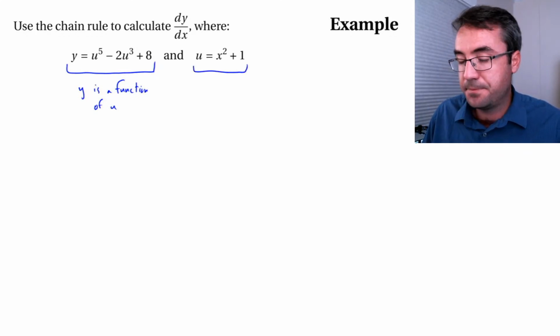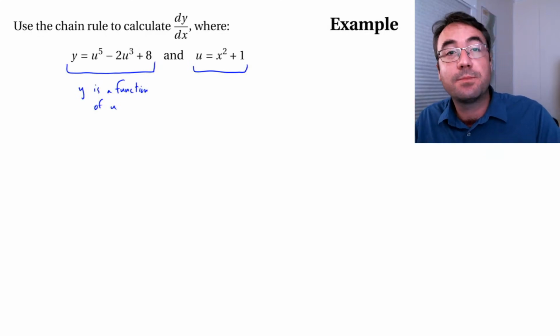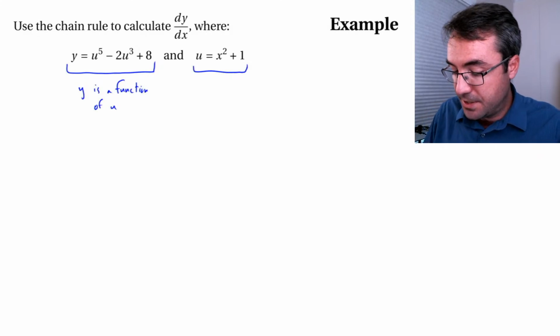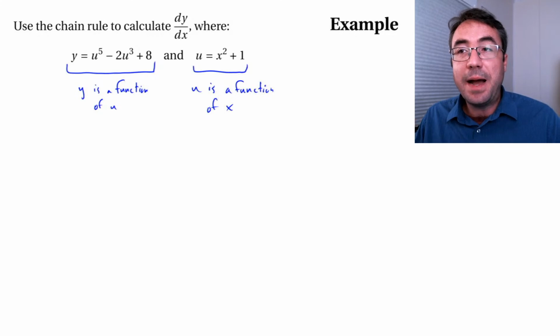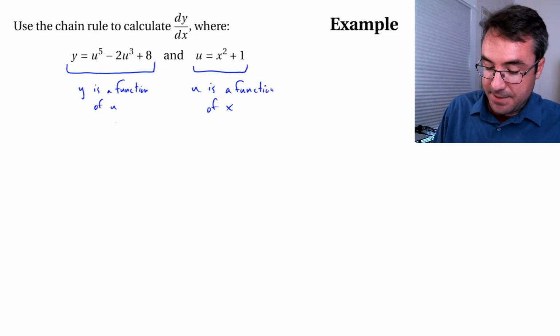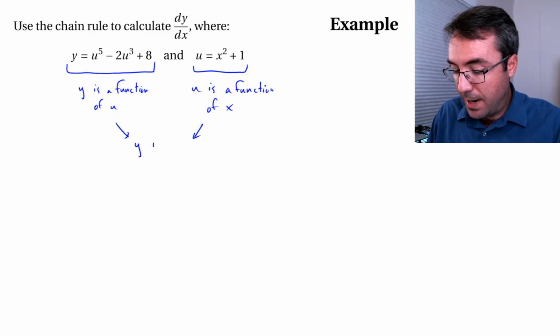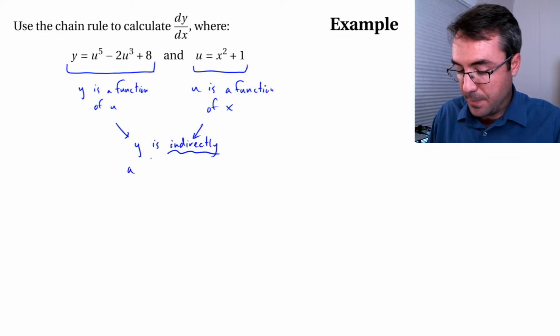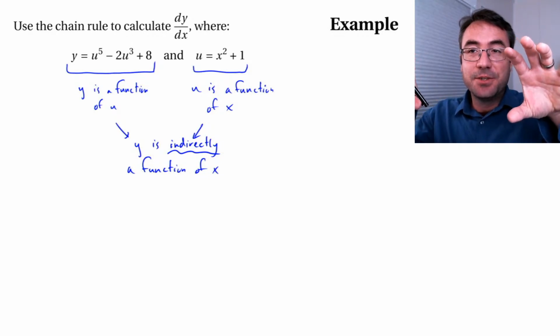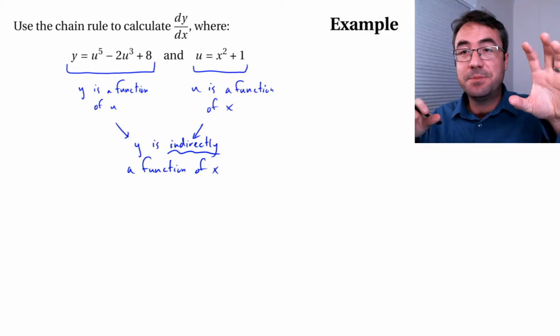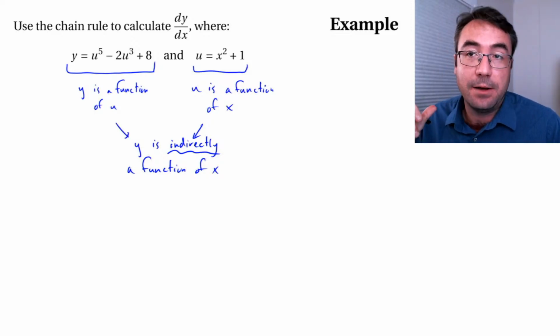Then we also have u over here, and we're told that u is equal to x squared plus 1. So this is telling us u is really a function of x. And so combining those, what it says is that y is indirectly a function of x. So y is a function of u, which is a function of x. If you eliminate that middleman, y must be indirectly a function of x as well.